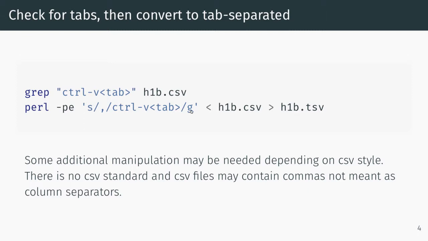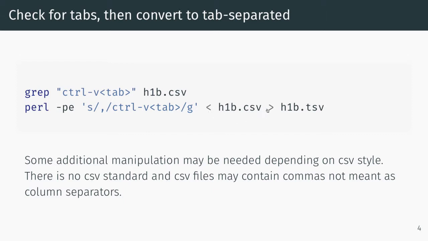And then after the slash, I can put modifiers to the command. This modifier is G for global. That means to do this to all the commas in the file, not just the first one that it encounters. If I don't put G, it'll just modify the first comma that it encounters.